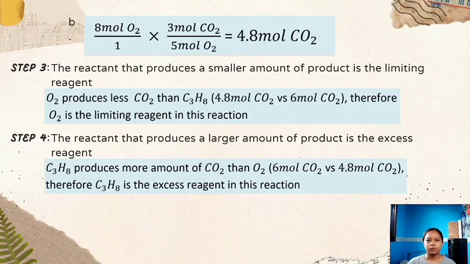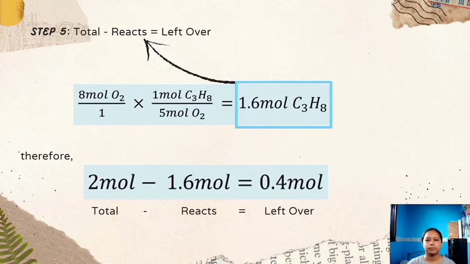The reactant that produces a smaller amount of the product is the limiting reactant. Thus, oxygen gas is the limiting reagent. Meanwhile, the reactant that produces the larger amount is the excess reagent, which is the propane. To get the leftover reagent, we will multiply 8 moles of oxygen gas with 5 moles of oxygen gas for every mole found in propane. We will minus the total moles with the react moles. Thus, the leftover reagent is 0.4 mole.